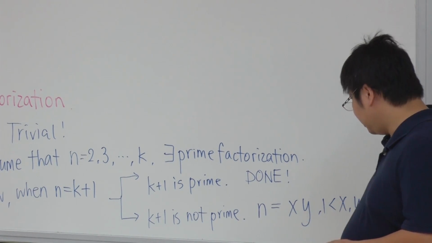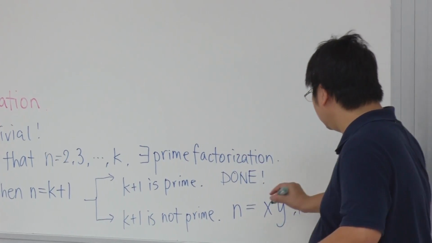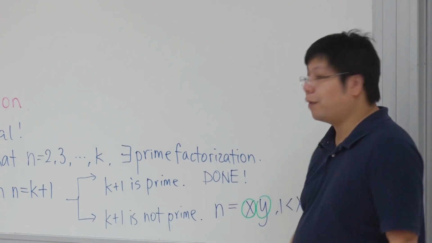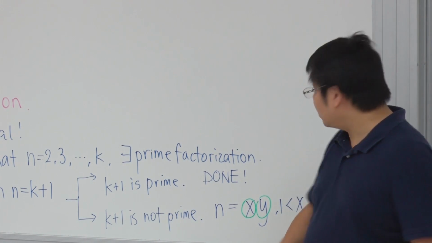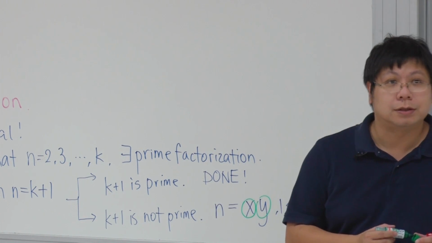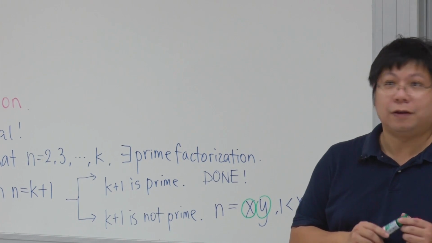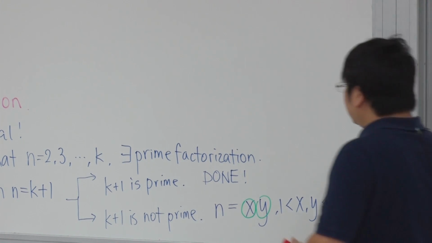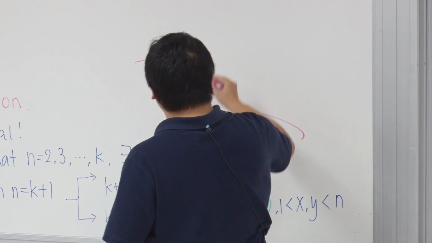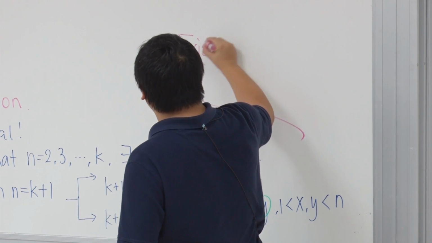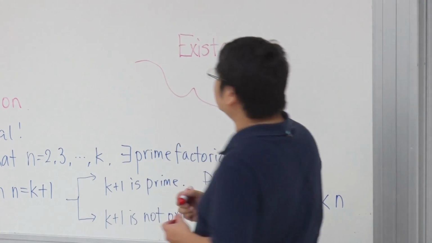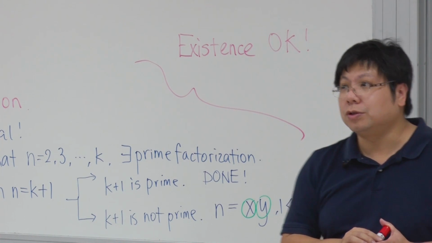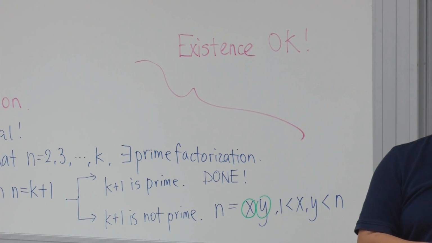Now, the induction hypothesis says that x will have a prime factorization, and y will have a prime factorization. So in that case, n will have a prime factorization. If you're okay with this, could you please raise your hand? Okay, so in the whole proof here, we show that existence works. What remains is that we want to show that the prime factorization is unique.